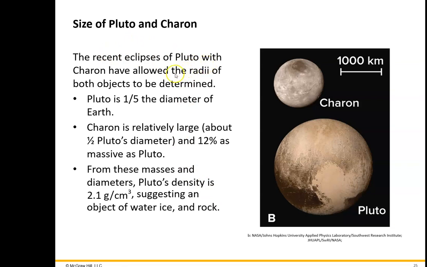The eclipses have given us the radii. Pluto's diameter is about 1/5 the diameter of Earth. Charon is about half the size of Pluto, but it's only about 12% as massive as Pluto. Pluto's density turns out to be a little higher than we expected, higher than the gas giants. It's about 2.1, which suggests it's not only made of ice. There's some rocky material in there as well.